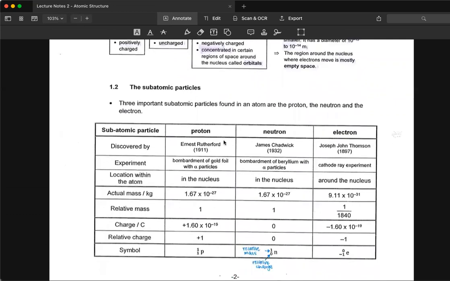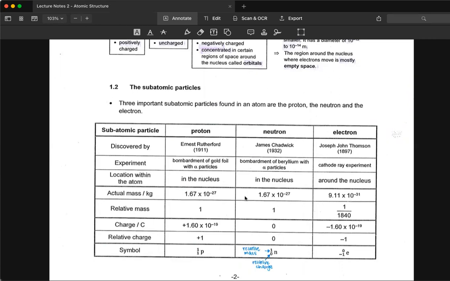Now, these are the important properties of the subatomic particles, protons, neutrons, and electrons, discovered by various scientists, and the experiment associated with the discovery. Where are they located? Their actual mass in kilograms. You can see that the electron's mass is much smaller compared to protons and neutrons. Therefore, the electron is considered to be of negligible mass compared to protons and neutrons.